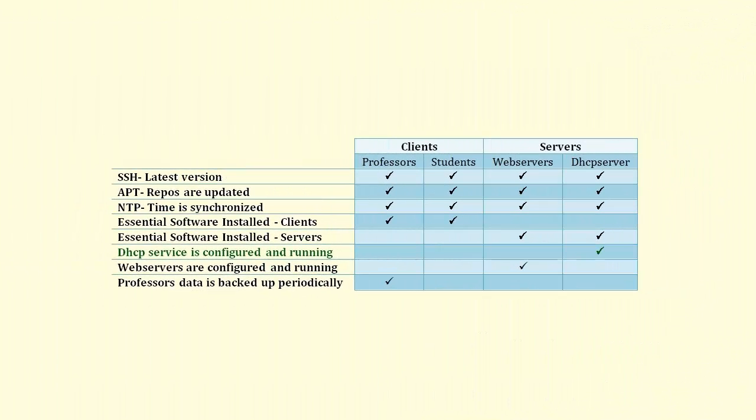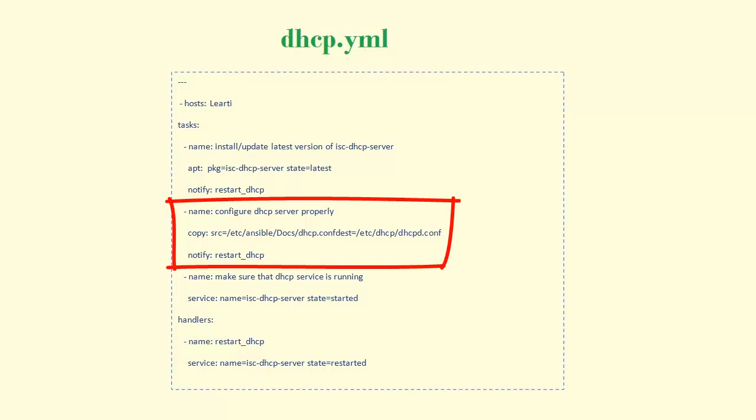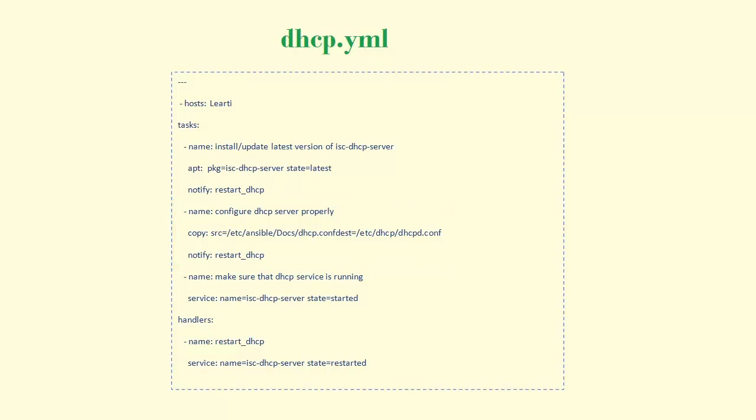One of the key parts of our infrastructure is obviously the DHCP server, so we managed to maintain it in a stable state. First, we ensure that our server Lerta has the latest version of ISC DHCP server. After installing it, we also wanted to make sure that it is configured properly. Lerta uses the configuration file taken from the master node using the copy module.